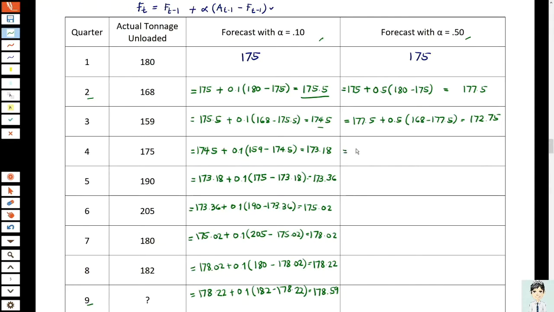Next, for the fourth quarter using the smoothing constant of 0.5, we have 172.75 plus the smoothing constant times the difference, the actual is 159 minus 172.75, which is equal to 165.88.